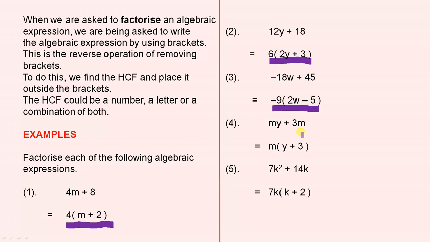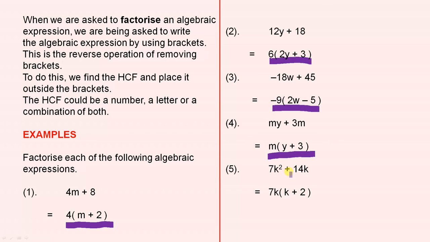my plus 3m. What's the highest common factor of my and 3m? Clearly it's m. We can see that inside the brackets we have y plus 3. my plus 3m. So there's the factorisation.